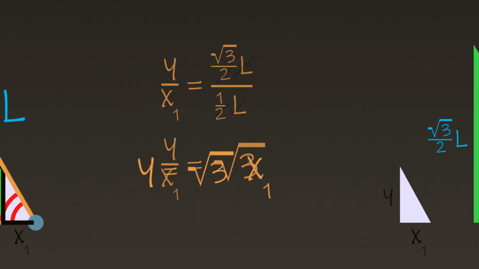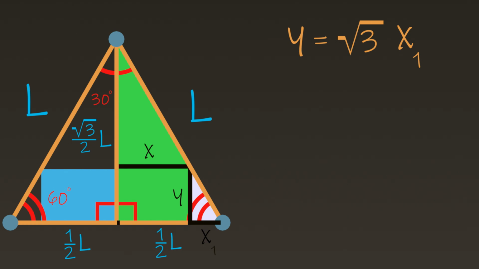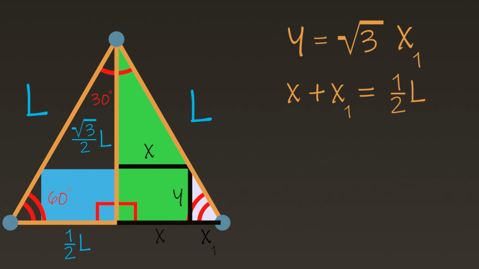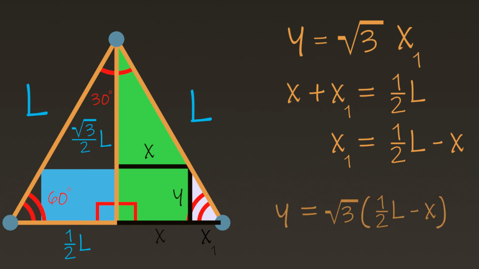Next, the total length of the base of our original right triangle is x plus x1, where x1 is the base of our smaller, similar right triangle. Since the full base of our big right triangle is 1/2 L, we get the following. x plus x1 equals 1/2 L. Solving for x1, we get that x1 equals 1/2 L minus x. Substituting this into our earlier equation for y, we get y equals the square root of 3 times (1/2 L minus x). With y expressed in terms of x, we can now write the area of the rectangle.